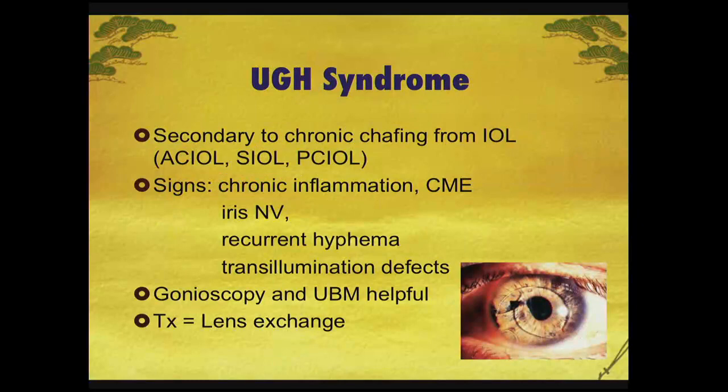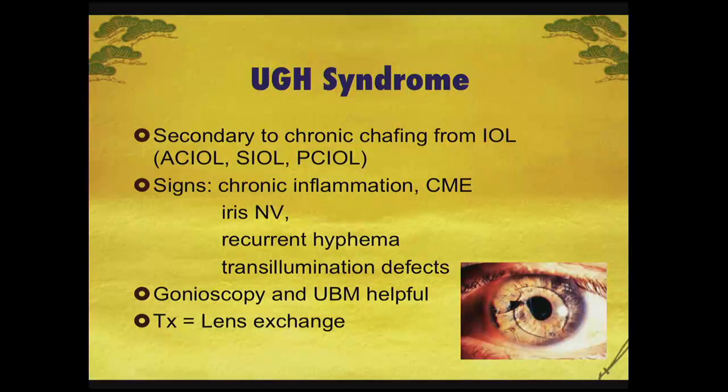And then UGH syndrome, or uveitis-glaucoma-hyphema syndrome. This is secondary to chronic chafing of an intraocular lens. Classically, it's due to a poorly designed or poorly placed anterior chamber intraocular lens. It can definitely happen with a sulcus lens, which is right behind the iris and can cause chafing. But there are now a lot of reports of this occurring with lenses that are in the bag. So if the bag complex starts moving around, such as in a pseudoexfoliation patient, that can also cause UGH.